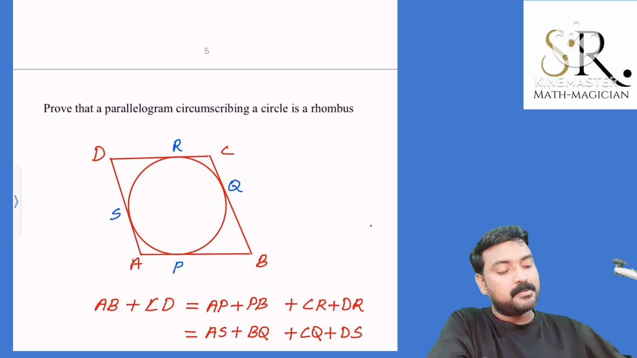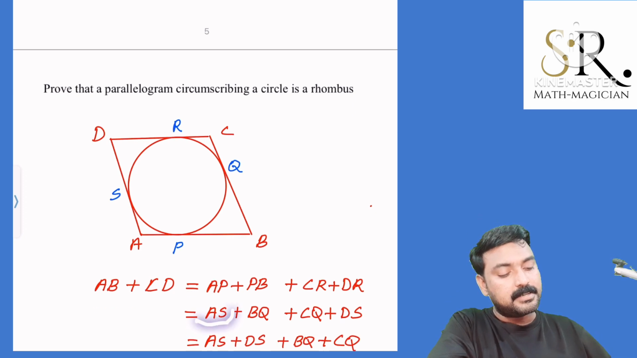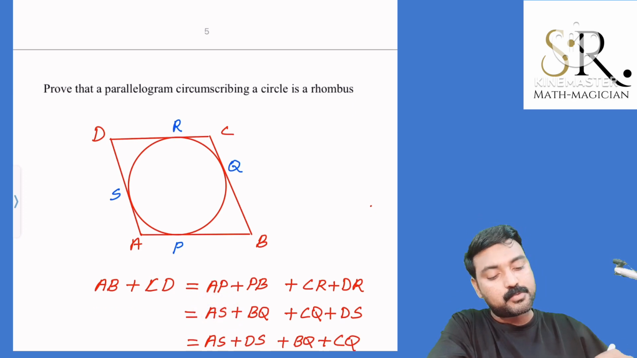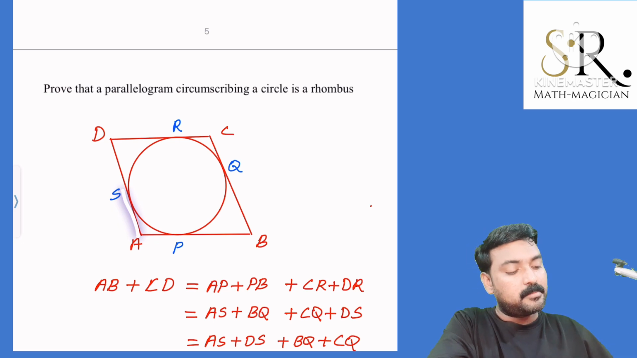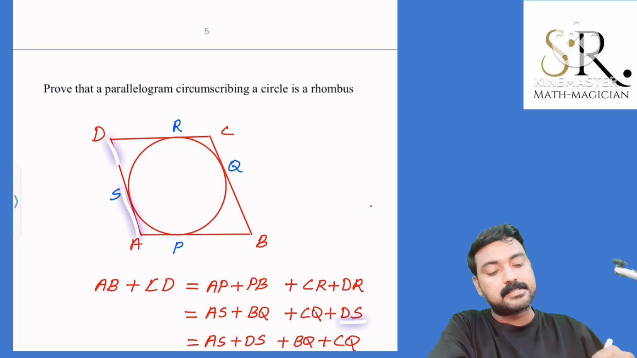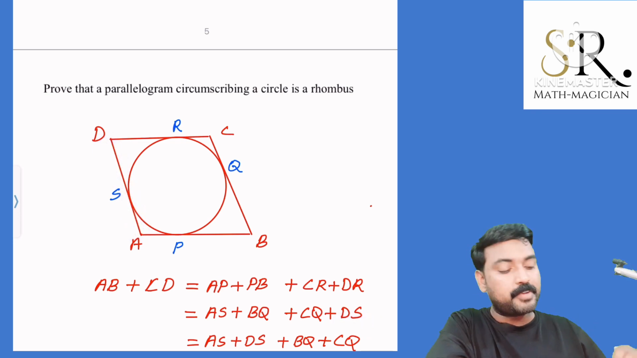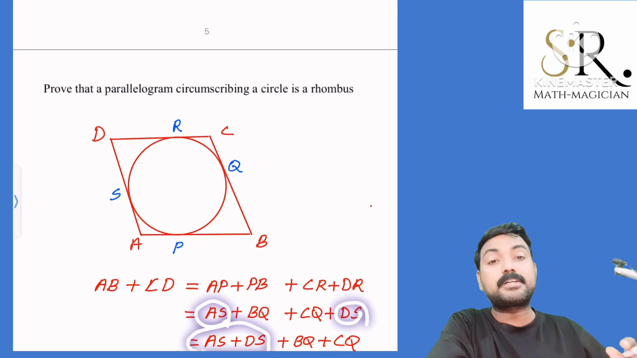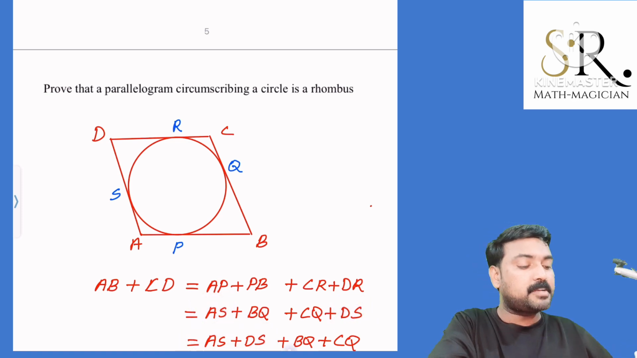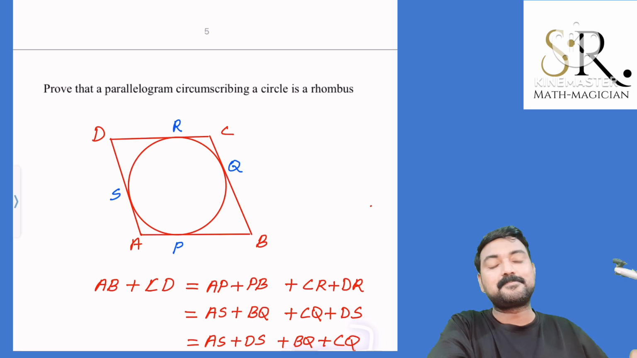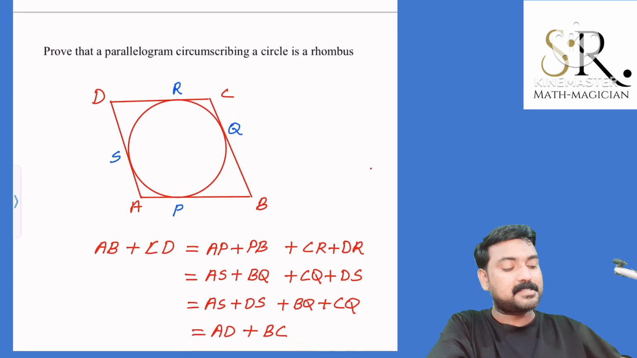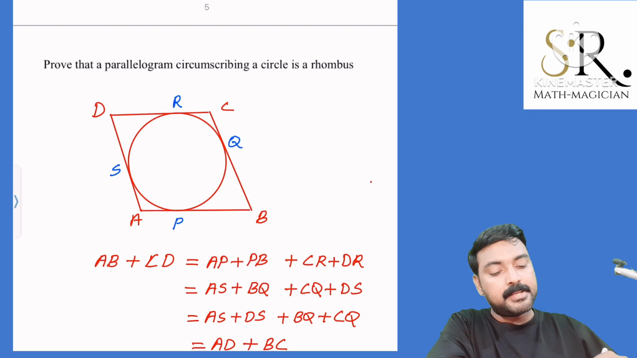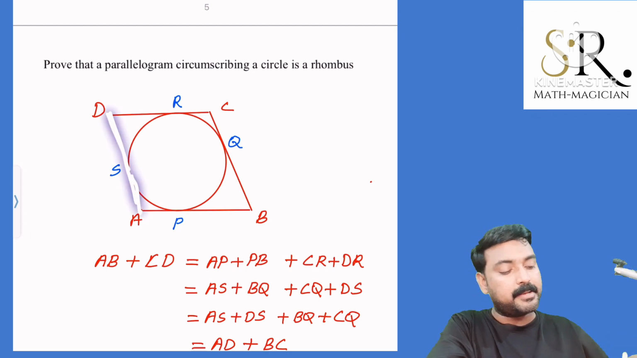Now just observe, what is AS? AS means this one. Another term is there with S, DS. DS is this. When we join this AS and DS, we get the length AD. So we can write AS and DS together. The remaining BQ and CQ also together. So what is the sum of AS plus DS? AS plus DS we got AD. So instead of AS plus DS we can write AD.